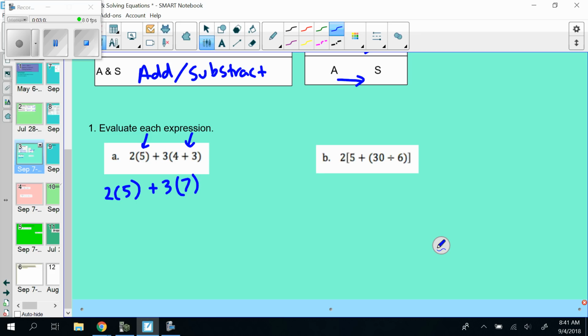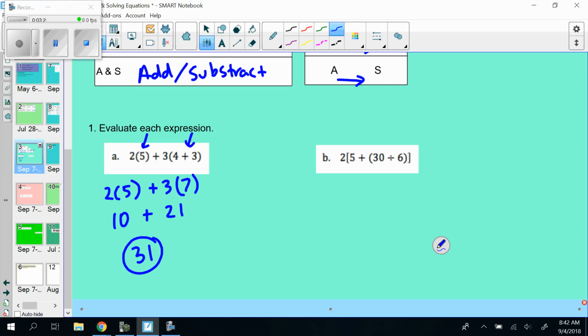Okay, so now that all our parentheses are evaluated, we check to see if there's any exponents. We don't have any exponents here. So then we work multiplying and dividing. We do have some multiplying here. So multiplying 2 and 5, we get 10. Multiplying 3 and 7, we get 21. Finally, do the last operation of adding, and the answer to this one would be 31.